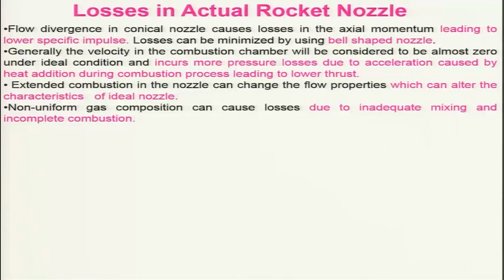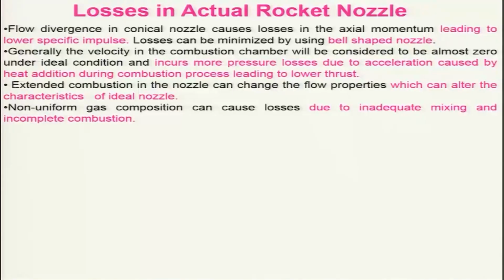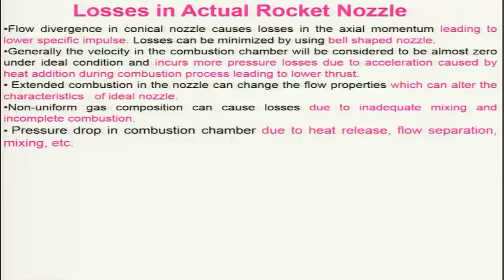And we have assumed a uniform gas composition in the nozzle, which is not true because the temperature will be changing, and also some combustion might be taking place, as we just discussed. As a result it can cause losses due to inadequate mixing and incomplete combustion. Besides this, pressure drop in the combustion chamber due to heat release, flow separation and mixing does occur, and that has to be taken care of. In our analysis for the ideal rocket nozzle we assume there are no pressure losses in the combustion chamber, the thrust chamber.